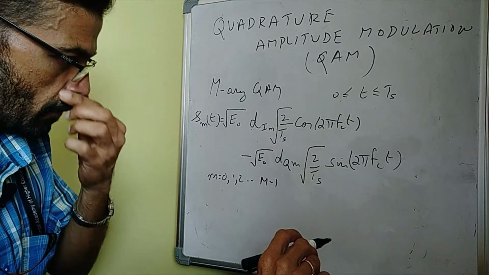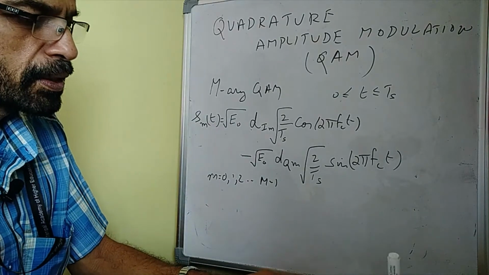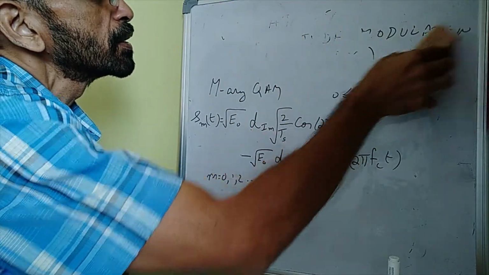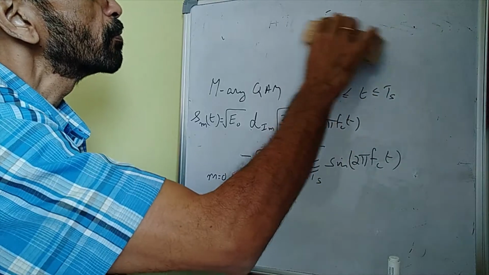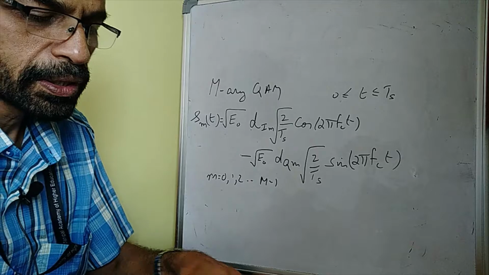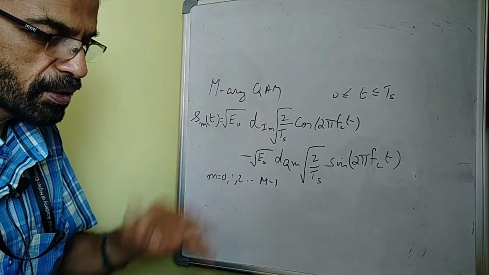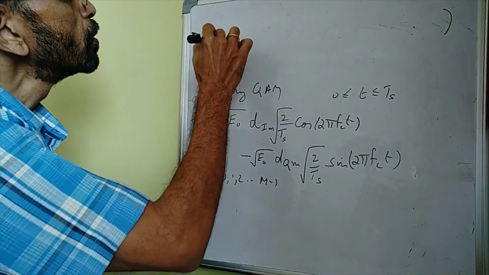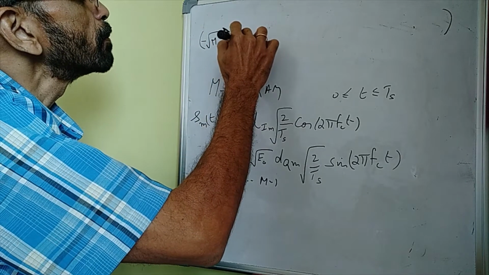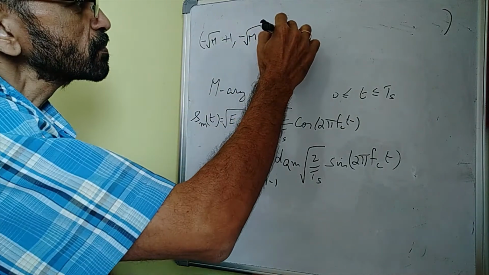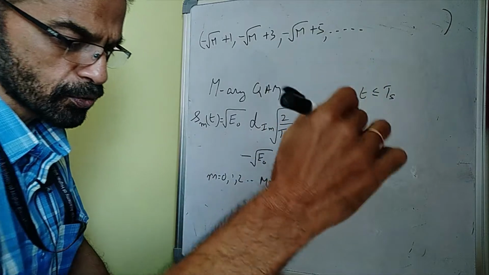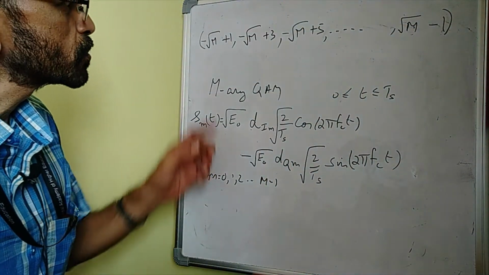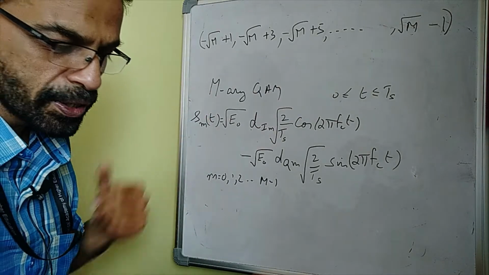d_Im and d_Qm will take on values independently from a basket, so to say: minus root M plus 1, minus root M plus 3, minus root M plus 5, so on and so forth, ending at root M minus 1. So of course this range is dictated by the value of M in the M-ary QAM.